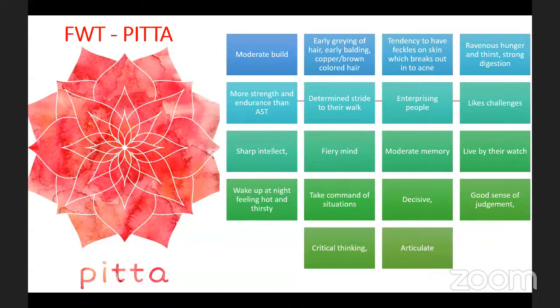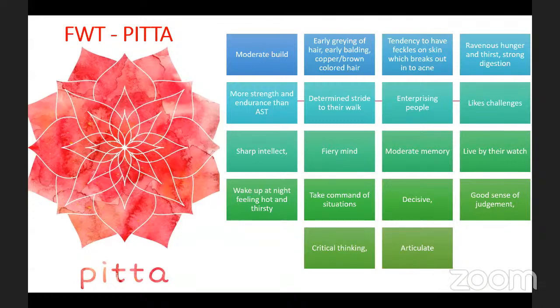They have ravenous hunger and thirst, strong digestion, more strength and endurance than Vata Prakriti people. Vata Prakriti people suddenly get a lot of energy and immediately they become weak. But these people can maintain that strength for a longer duration. There is a determined stride to their walk. There is some Rajasa while they walk. It is like the filmy heroes, they walk in slow motion.